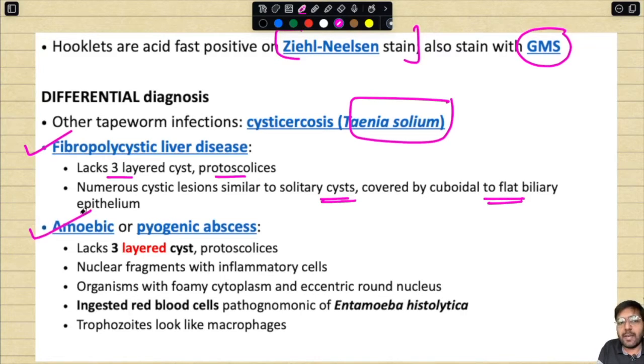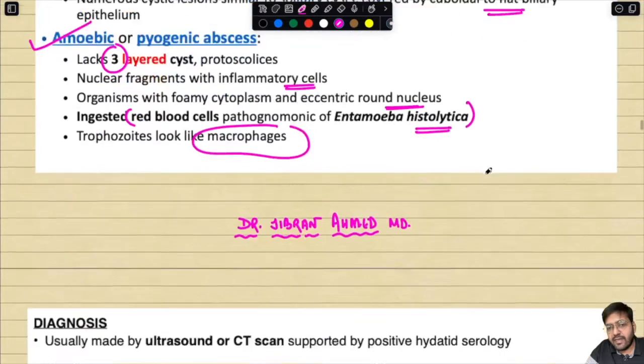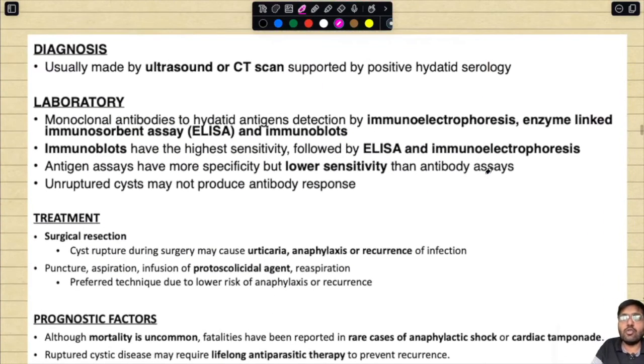Amoebic or pyogenic abscess, again, lacks the 3-layered cyst as well as the protoscolices. Nuclear fragments with inflammatory cells are present in case of amoebic abscess. Organisms with foamy cytoplasm and an eccentric round nucleus are there, and ingested RBCs are pathognomonic of Entamoeba histolytica, and the trophozoites look like macrophages. So these are the important differential diagnoses of hydatid cyst. Then the diagnosis is usually made by ultrasonography or CT scan supported by positive hydatid serology.